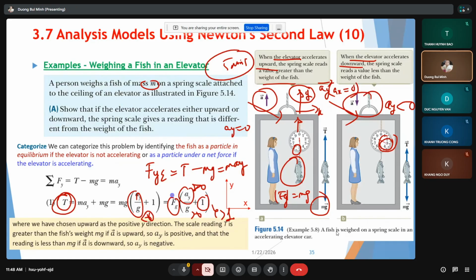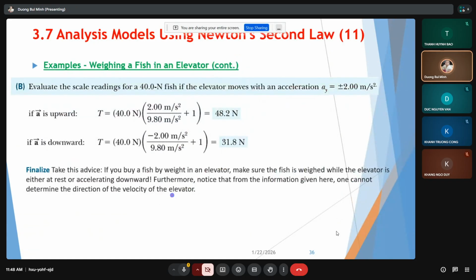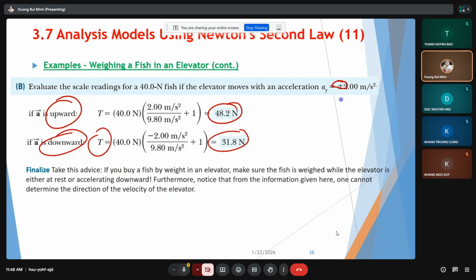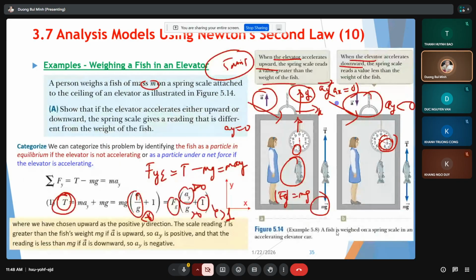Any questions so far? And of course, we have some calculations. For upward, you get the tension force is 48.2 because ay is positive. For downward, we get the tension force is 31.8 because ay was negative. So the key point is the explanation here: the scale reading is greater than the physical weight mg because the acceleration is upward, so ay is positive. Otherwise, ay is negative, so you get a weight that is less than the original weight of the fish.